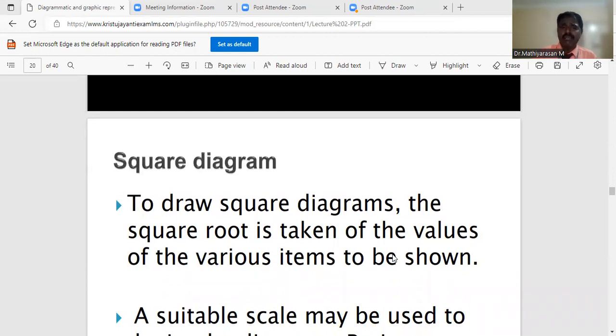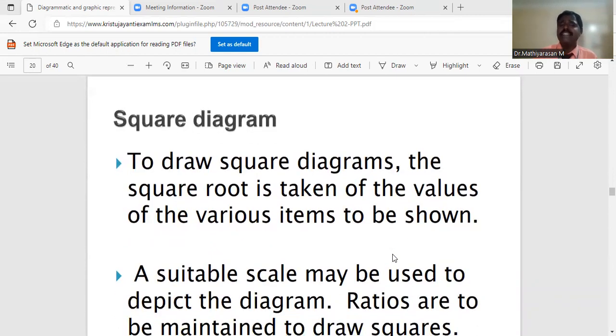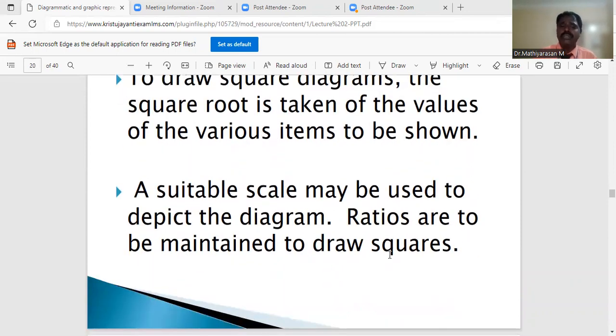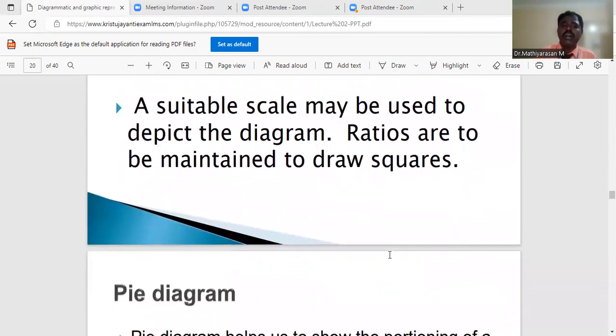Next one, square diagram. To draw square diagrams, the square root is taken of the values of the various items to be shown. A suitable scale may be used to depict the diagram. Ratios are to be maintained to draw the squares.